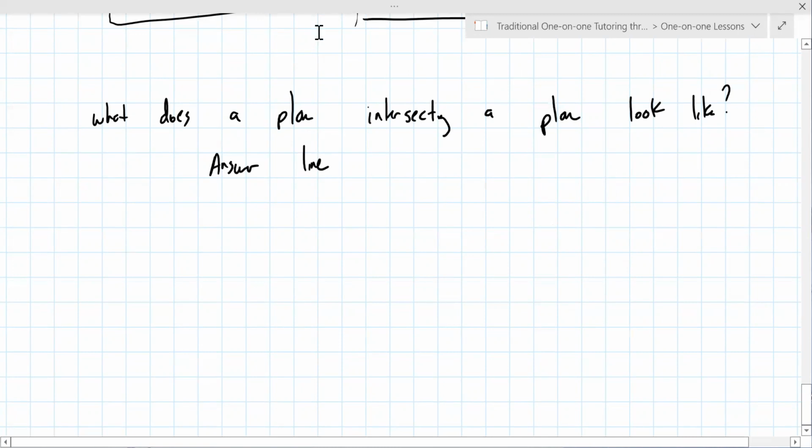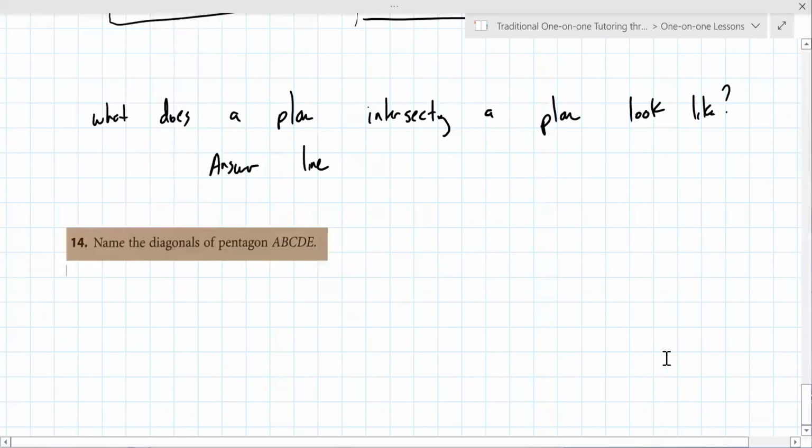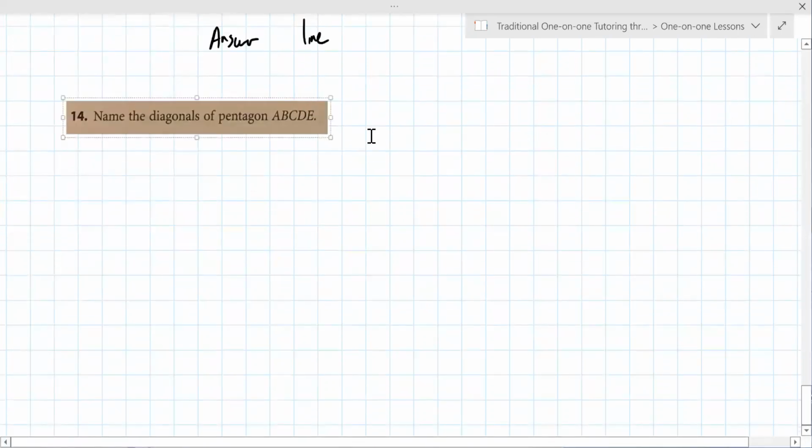So you're like, okay, what is this geometry all about? Well, you start with this sort of terminology, and then you are asked to do things like I see in your book there. Let me pull up a problem. This is one of those that you have to draw. It's kind of obscure. It says, name the diagonals of a pentagon ABCDE.